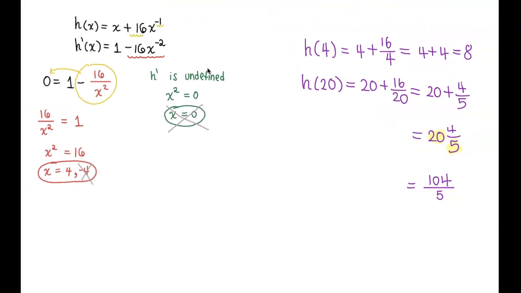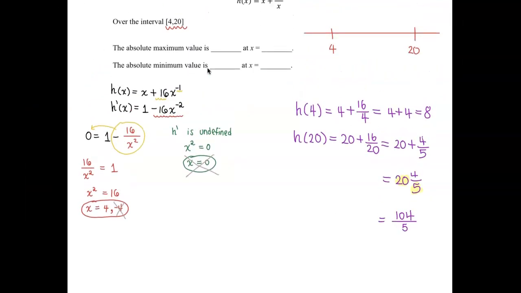So we got these numbers. Which one is bigger? 20 and 4/5 is bigger than 8. So this has to be the maximum value, and this is the minimum value. The absolute maximum value is 104/5, and that happens at the x value of 20. The absolute minimum value is 8, and that happens at the x value of 4.